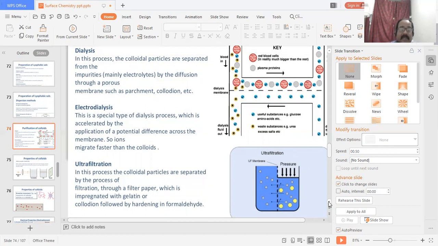So ions migrate faster than the colloids. And ultrafiltration. In this process, the colloidal particles are separated by filtration through filter paper which is impregnated with gelatin or collodion, followed by hardening in formaldehyde.